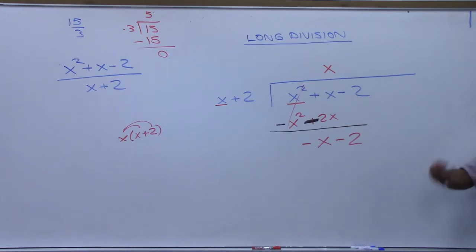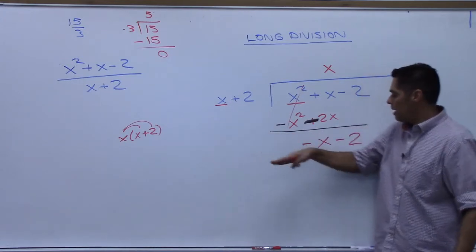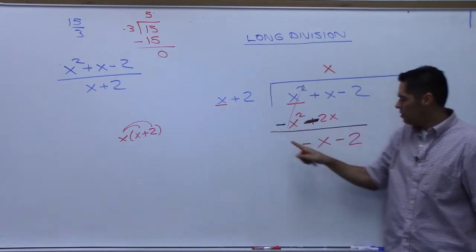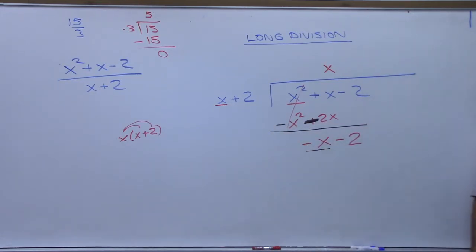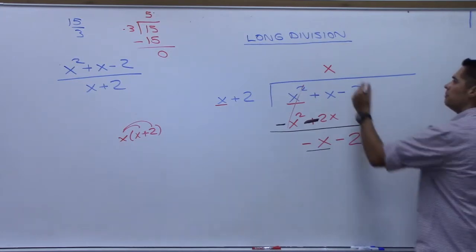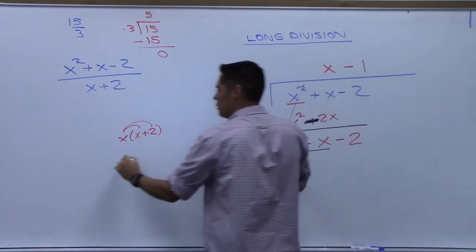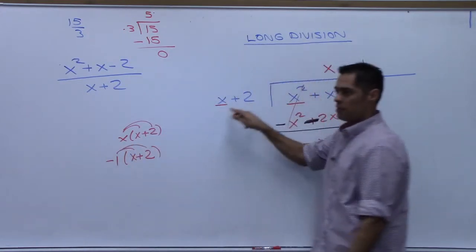And then we play the game again. We say, all right, try and turn this x into the piece that's left here. So how do you turn x into just the negative x? How do I turn x into negative x? Multiply by negative 1, right? So I put that up here. And then I have to take the negative 1 and pass it through to this one. So I'm going to do negative 1 times x plus 2. Distribute that to each of these.